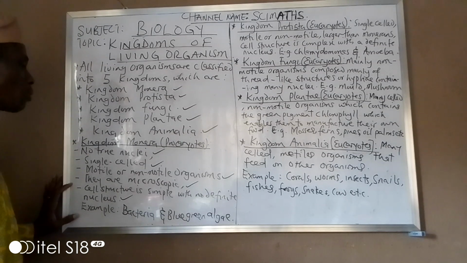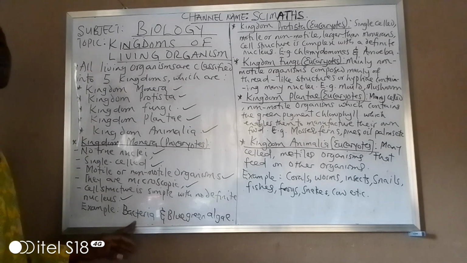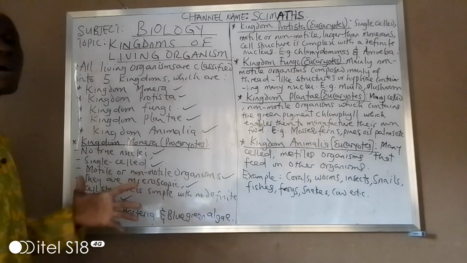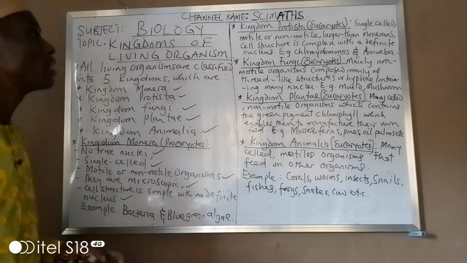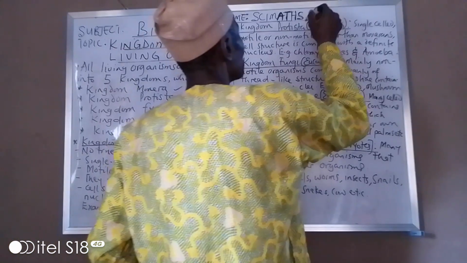Examples of kingdom Monera organisms are bacteria and blue-green algae. In the next class, we are going to look at bacteria. We have different types of bacteria; some are useful bacteria, some are deadly bacteria. Okay, let us now look at the second kingdom, called kingdom Protista.